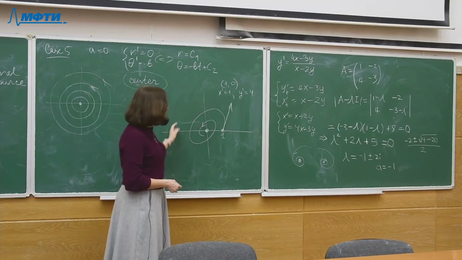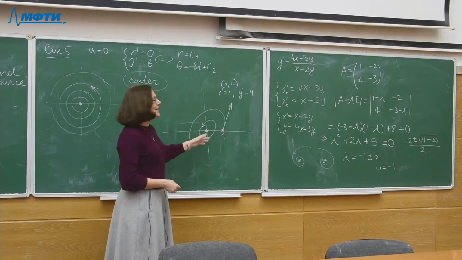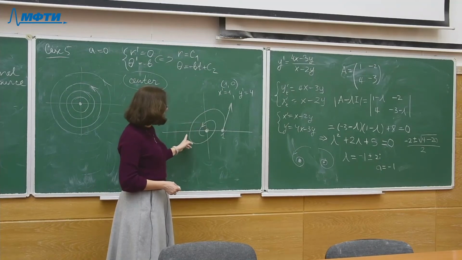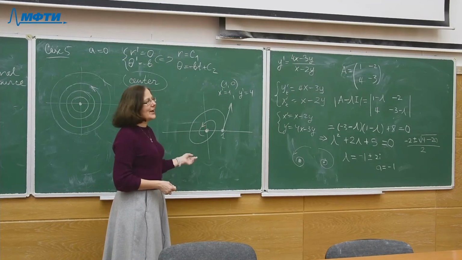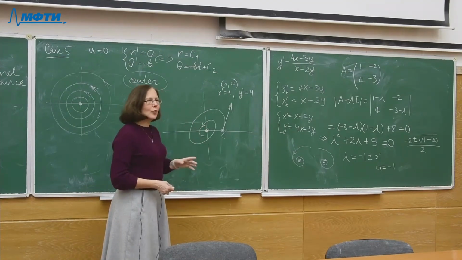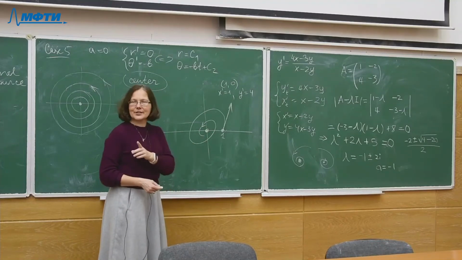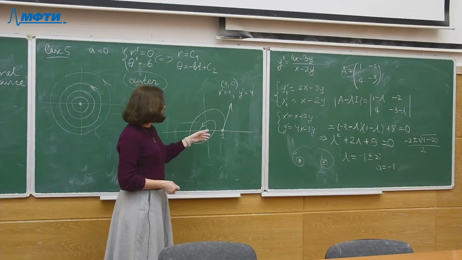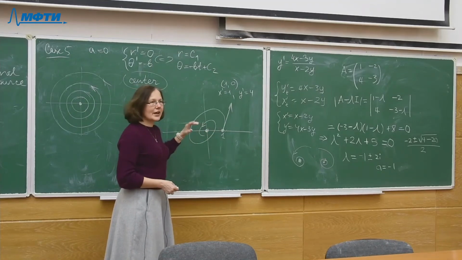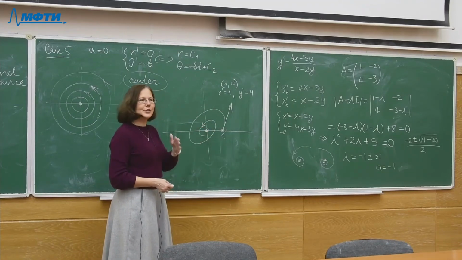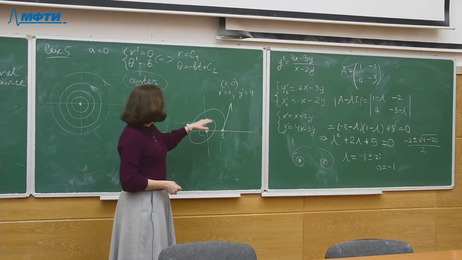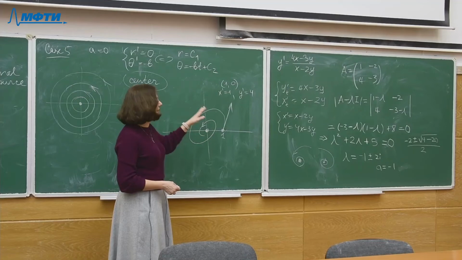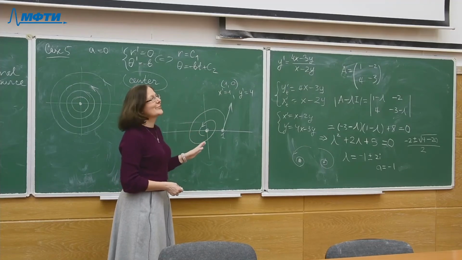So this is a qualitative portrait, of course. The most important thing here is to determine whether it is a spiral sink or source. This is the first question we need to answer. And the second question is the direction of rotation. So this is the second important thing. But circle or ellipse, it doesn't matter in this case. So this is a qualitative picture, right?